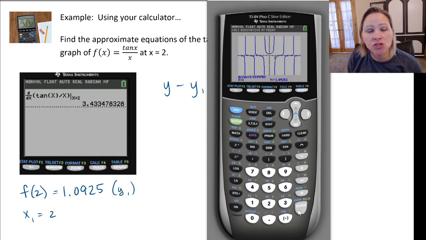There's all the information you need right there on your calculator screen. So my slope here is 3.4334783, and remember, 3 places is what we want to go to when we're dealing with the AP exam. Now I'm always going to write down more than 3, but you cannot go less than 3.